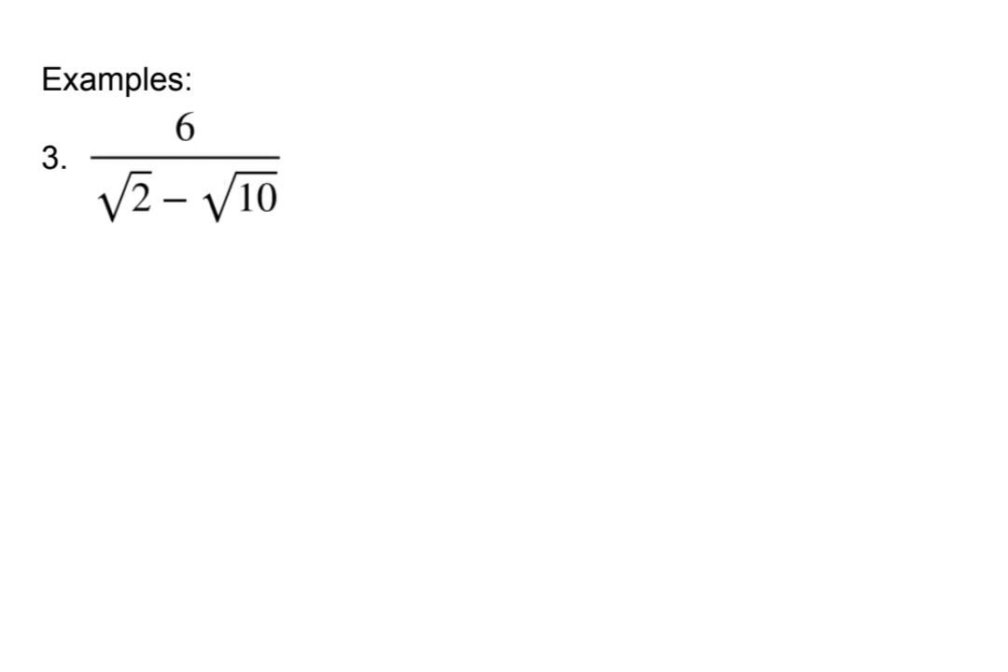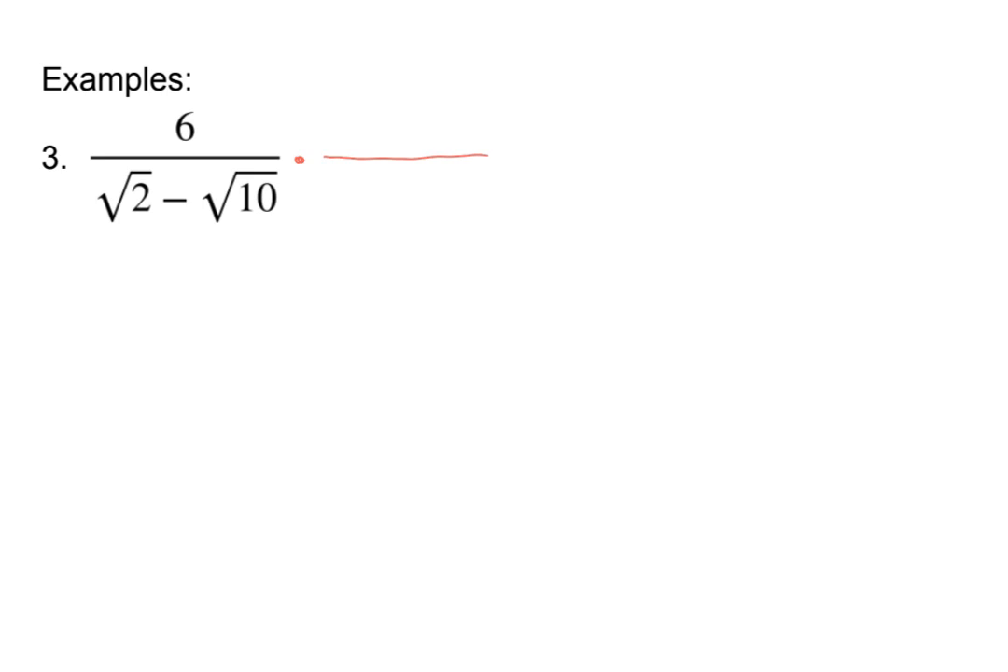In example 3, the bottom has a lot more going on. We've got some add and subtract. When that happens, your fancy 1 has to get a little fancier. Our fancy 1 is going to need to be a little fancier. We are going to use the idea of difference of squares. So think about factoring difference of squares.